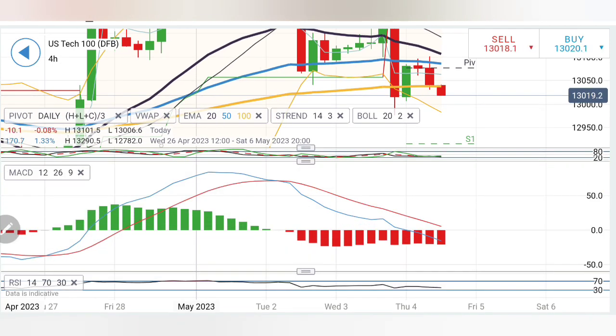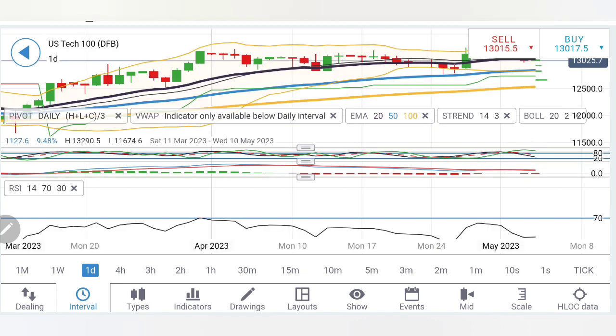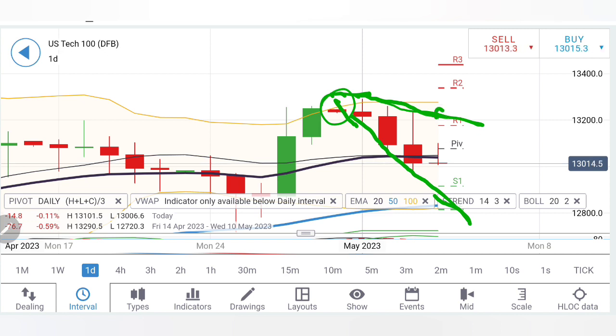Stochastic is at the bottom, MACD is still trading with divergence and bearishness, and RSI is also looking down, trying to trade bearish. Now look at the daily charts. First of all, see the highs well connected, see the lows well connected. Now this is an expanding triangle. Yes, there was a reversal sign. This is an expanding triangle, and that is why I said 12,900, 13,800. This is the zone where you should remain cautious and alert.